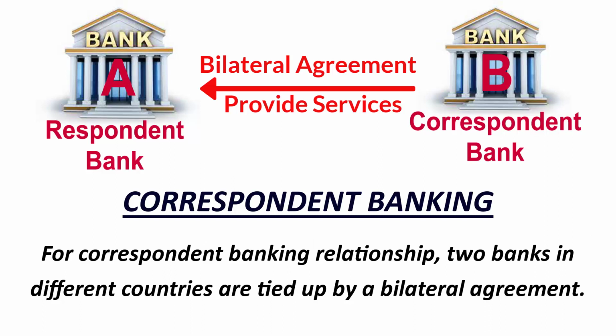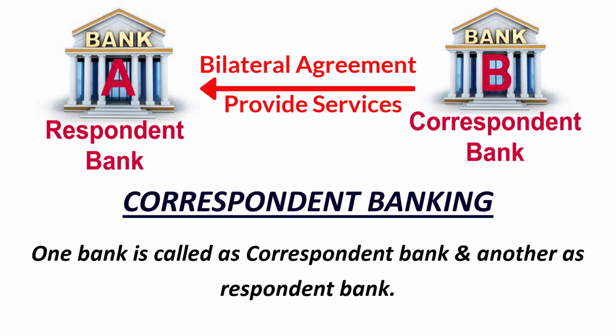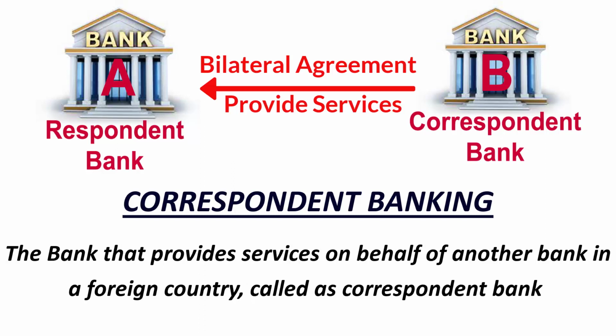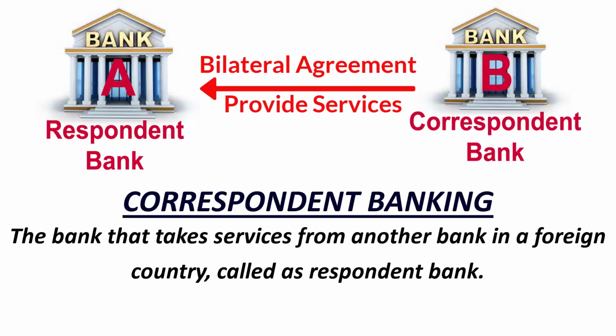For a correspondent banking relationship, two banks in different countries are tied up by a bilateral agreement. One bank is called the correspondent bank and the other the respondent bank. The bank that provides services on behalf of another bank in a foreign country is called the correspondent bank, and the bank that takes services from another bank in a foreign country is called the respondent bank.